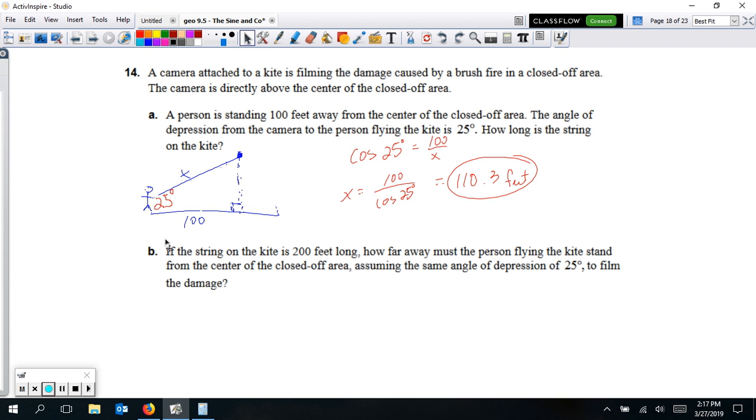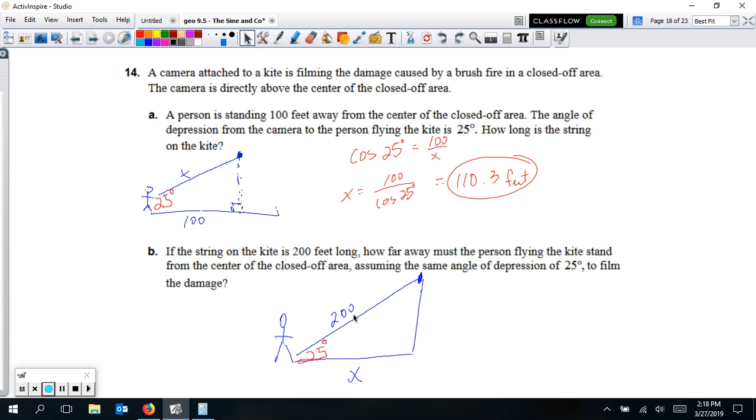So let's go ahead and draw our little diagram one more time. There's your guy again, the ground, the kite going up. This is 25 degrees here, but now we're told that the string is 200. So that's our hypotenuse, 200. We're trying to find how far away he has to stand. That would be the ground. We're trying to find that on this one. We still have the 25 degrees for the angle of depression.